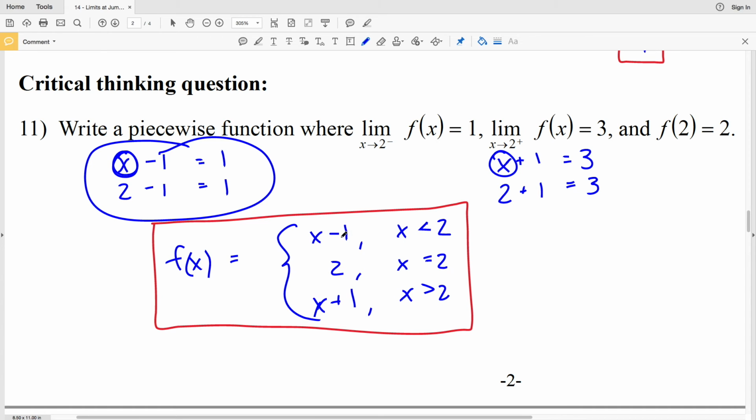Because x divided by 2 equals 1 as x approaches 2 from the left. Because x divided by 2 would be 2 divided by 2, which would equal 1. So you can see there are many different answers for number 11.